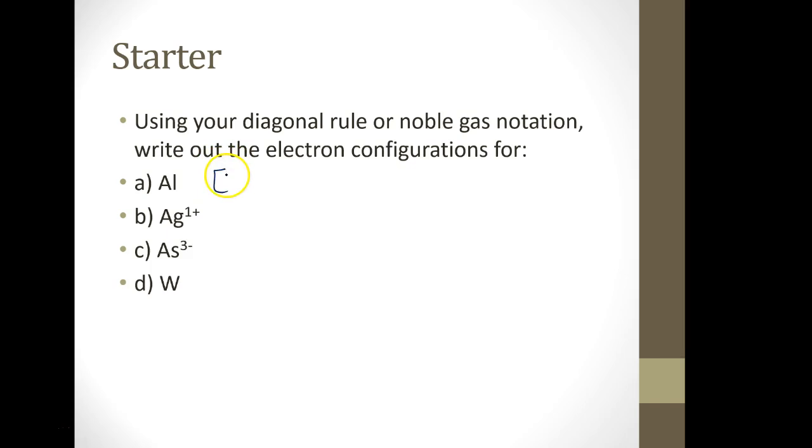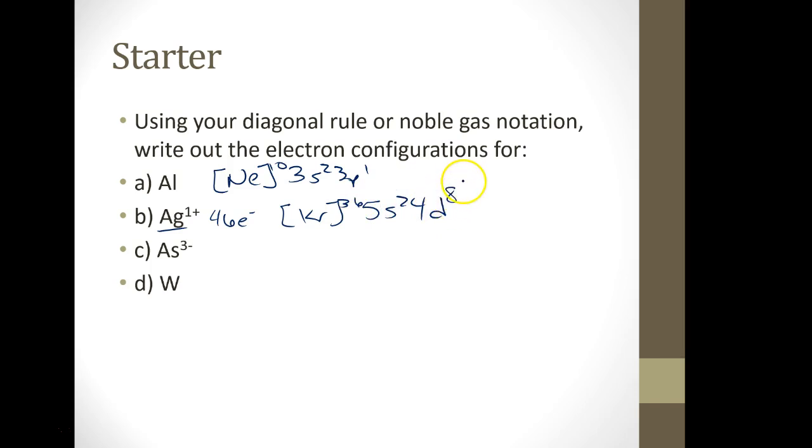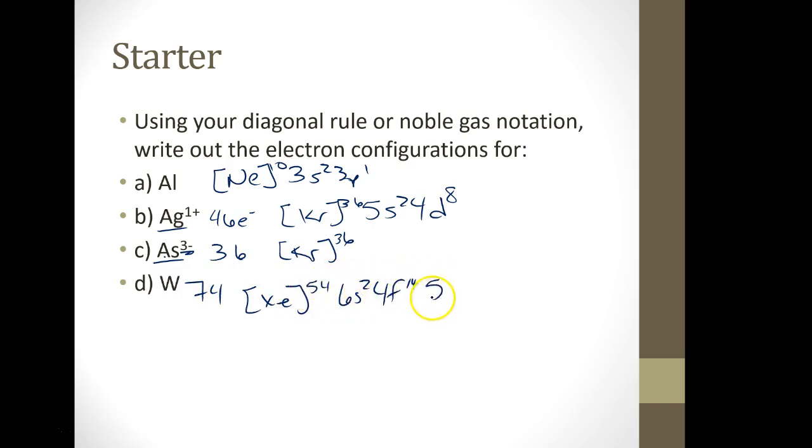All right, so doing aluminum the short way is neon, 10, 3s2, 3p1. Silver 1 plus is 46 electrons, so it's isoelectronic to, I think, palladium or something. Anyhow, that's krypton, 36, 5s2, 4d8. As3 minus. As is normally 33 electrons. Negative 3 means it's got 36, so it is just krypton. It's isoelectronic to krypton. And tungsten has 74, so we're looking at xenon, 54, 6s2, 4f14, 5d. What is that? That's 70, so I need to get 4 more.